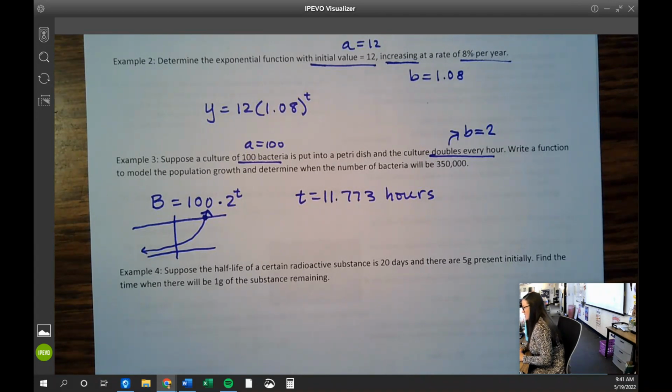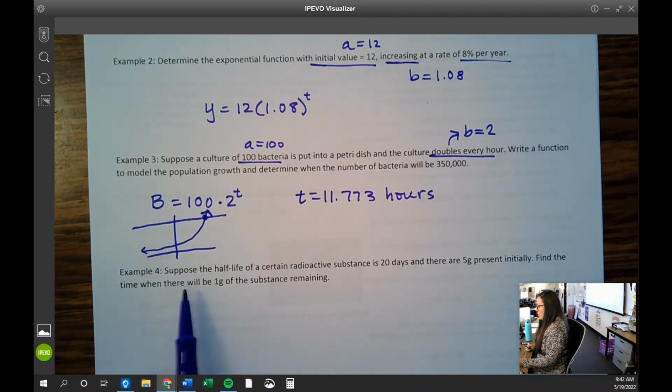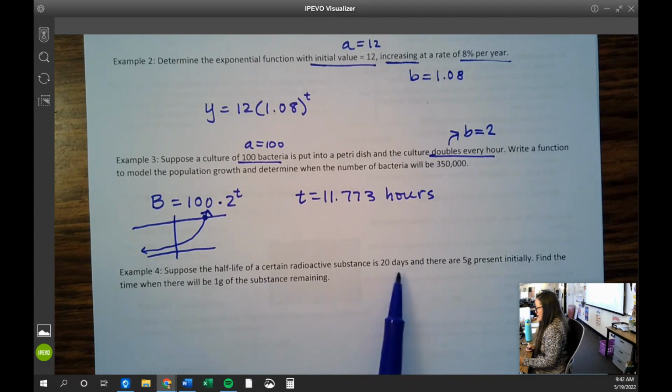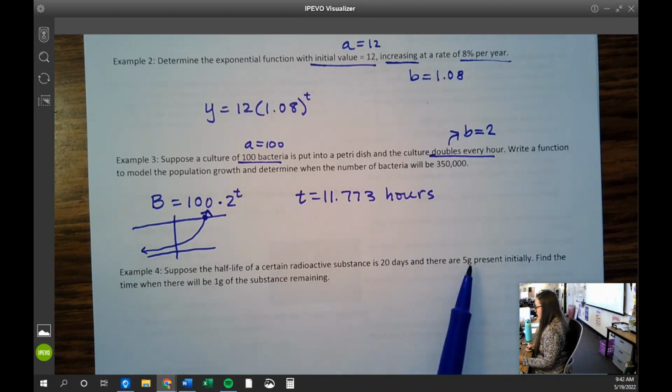And the half-life tells us how long it is going to be until I only have half of what I started with. So if something has a short half-life, that means it's decaying rapidly. If something has a long half-life, that means it's decaying slowly, right? So this says, suppose the half-life of a certain radioactive substance is 20 days and there are 5 grams present initially. Find the time where there will be 1 gram of the substance remaining.